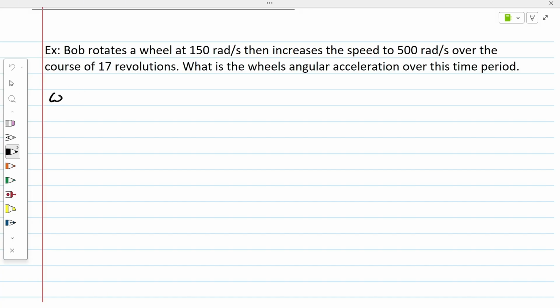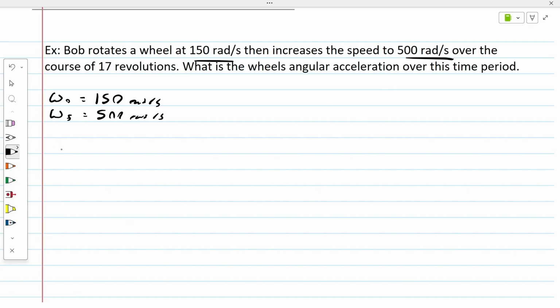So we know that the initial angular velocity is 150 radians per second, and our final velocity is 500 radians per second. It doesn't give us a direction here, but we can see that it starts at one velocity and increases to a higher velocity. So we can assume it's in the same direction, and we can just assume this direction is the positive direction. Since it's increasing, the acceleration must also be in that direction.